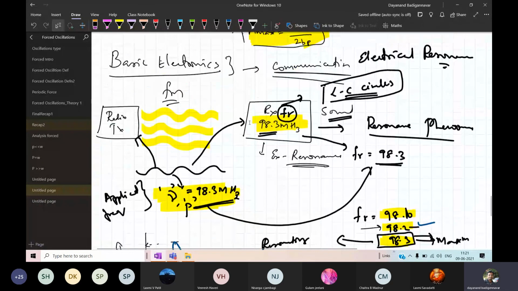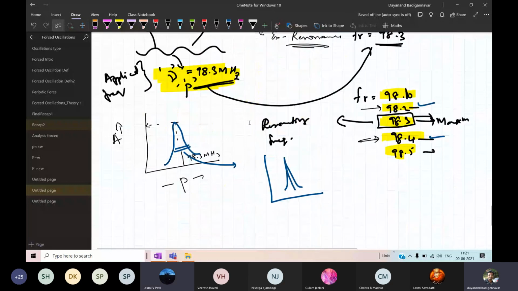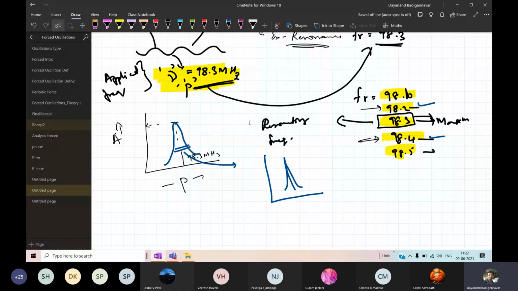Okay, I have done a detailed analysis for the resonance. Okay, tell me an example, someone, of resonance, other conditions, whatever you learned in PUC.